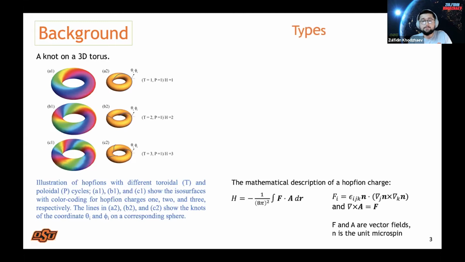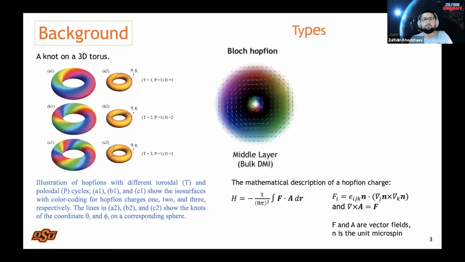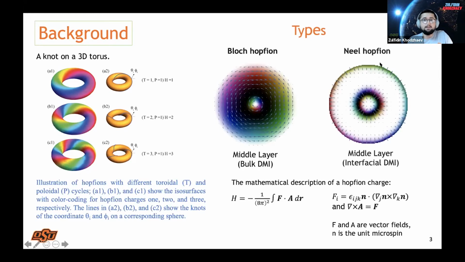Now we have two types of Hopfions. One of them is the Bloch Hopfion in this image. This is the middle layer of the Bloch Hopfion. It's created using what is called bulk DMI. And the second type is the Néel Hopfion, and this is an image of a middle layer of a Néel Hopfion. And this is created using the interfacial DMI.